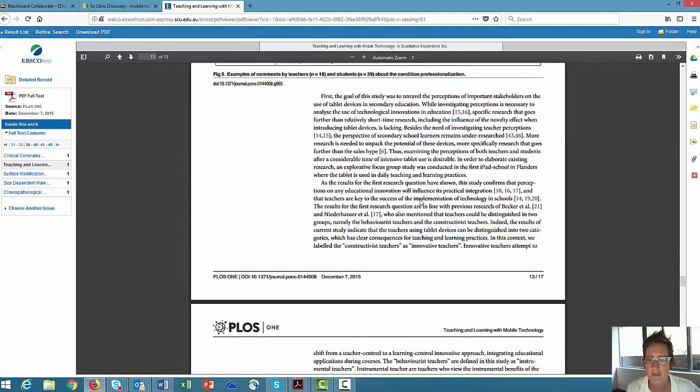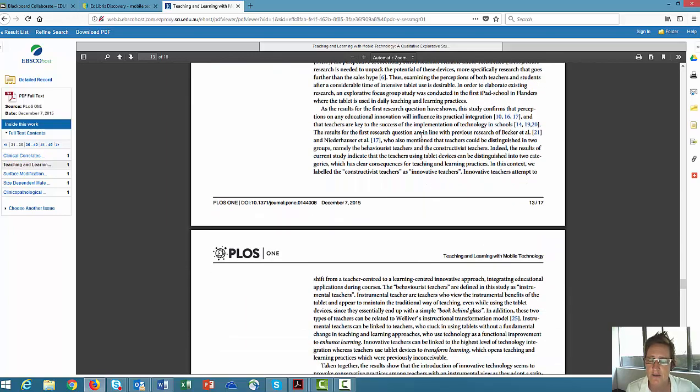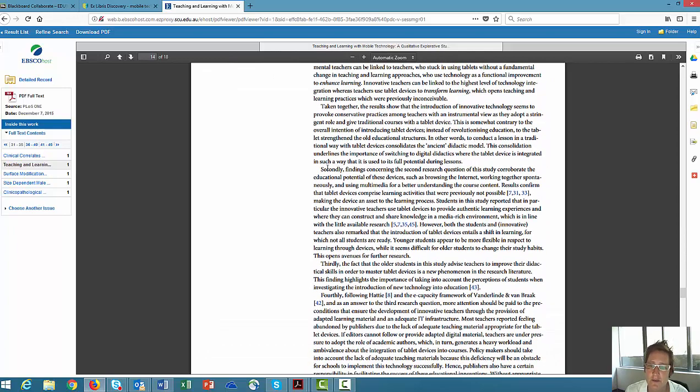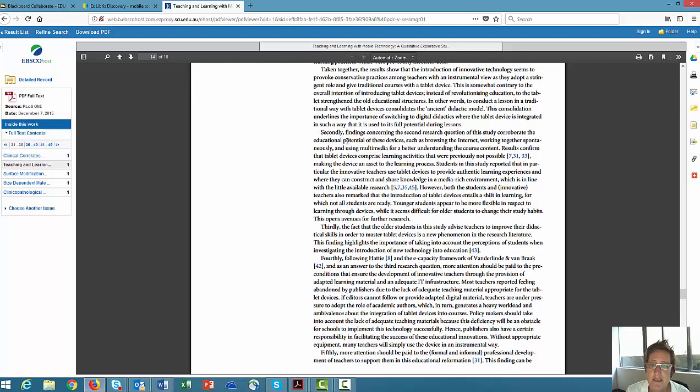Okay, what else do we have there in the conclusions that will be useful? Okay, so they're talking about integration of technology here. This finding actually looks quite useful. The potential of these devices, we know they're iPads, such as browsing the internet, working together spontaneously, and using multimedia, allow for better understanding of course content. In fact, it seems like this technology is allowing learning that was not previously possible. So maybe that is the point that I'm going to use from this research. That seems to be a strong finding.